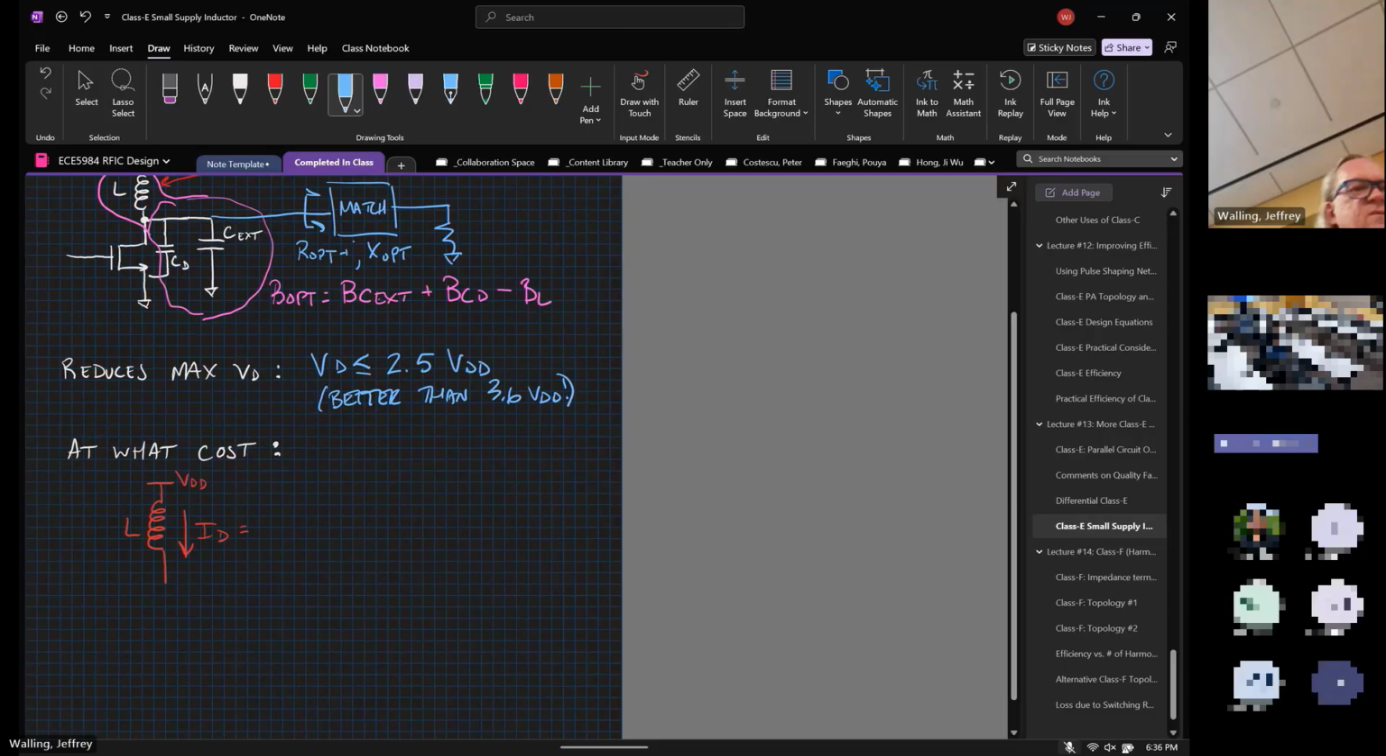Now, at what cost? Well, when we make that inductor small, what we're saying is that when we turn the switch on, we effectively ground the bottom of that switch, so the inductor is tied between VDD and ground. So the drain current is equal to 1 over L times the integral over half of the period, when the transistor is turned on, of the supply voltage times dt. And so, if we make this not a choke, that means more current.